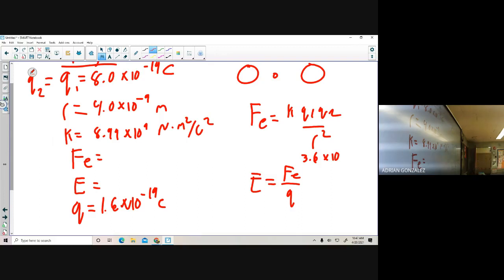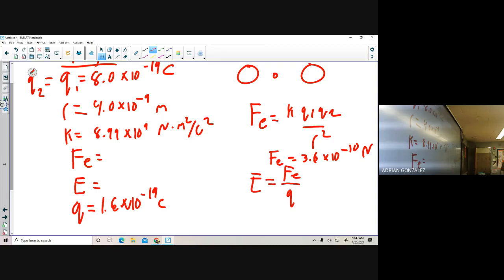So it should come out to about the negative 10. Yes? Did we all get to the negative 10? 3.6 times 10 to the negative 10? Yes? Okay. Right? Why? Because you were solving for force. So you should remember that too. Right? Are we all good?